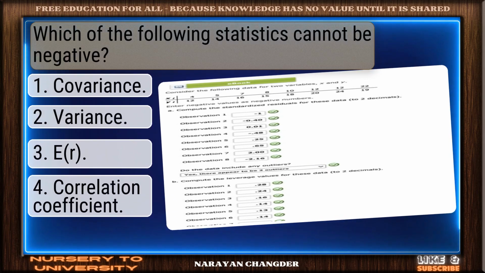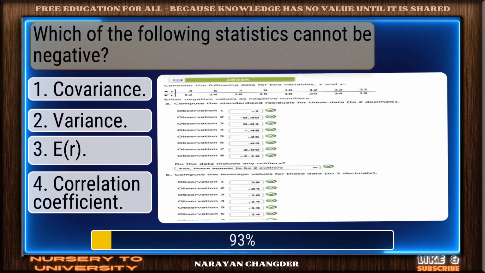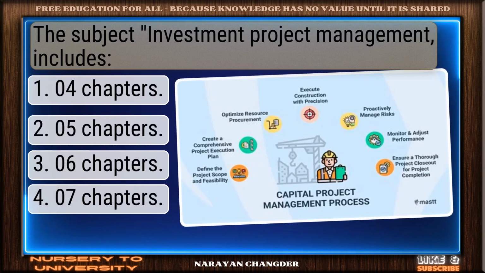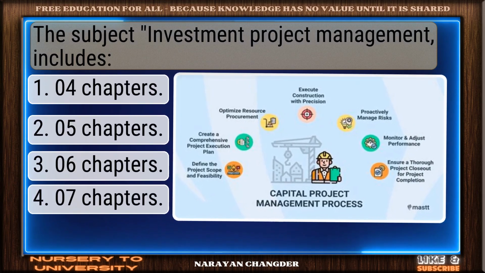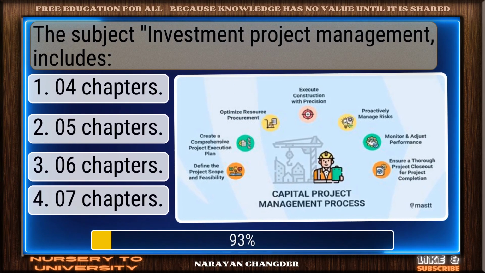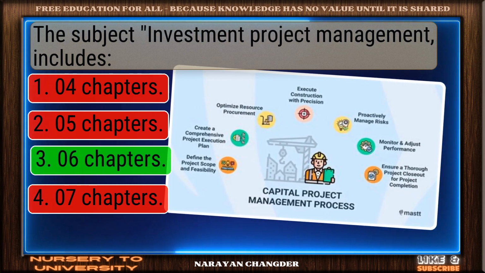Which of the following statistics cannot be negative? You got it. Your choice variance is right. The subject, investment project management, includes Good thinking. 06 chapters is the right answer.